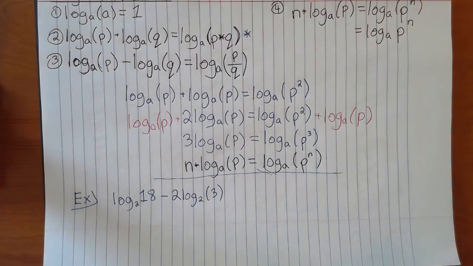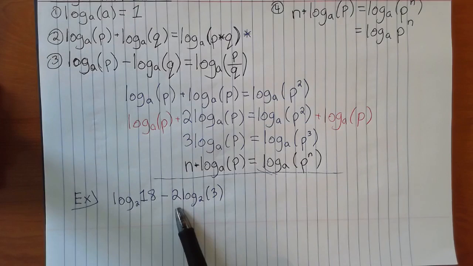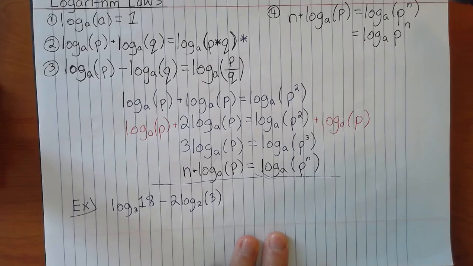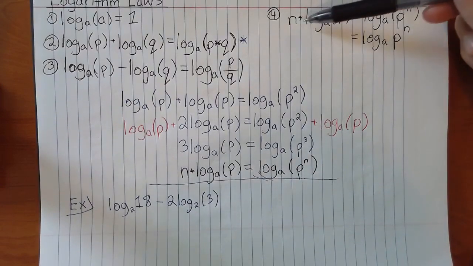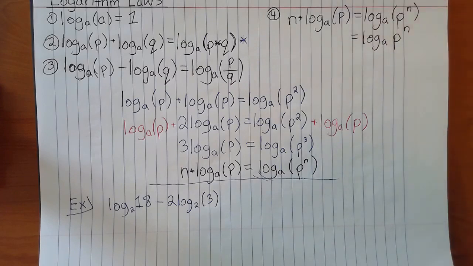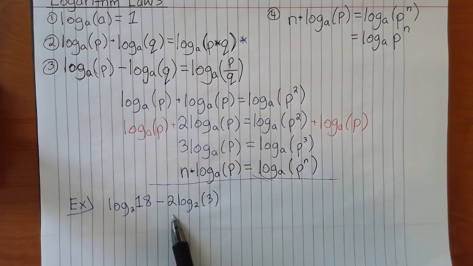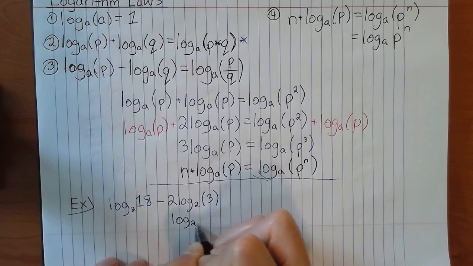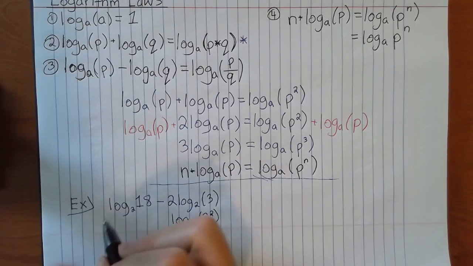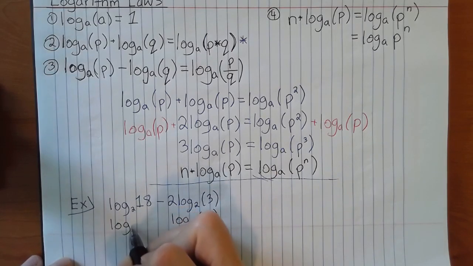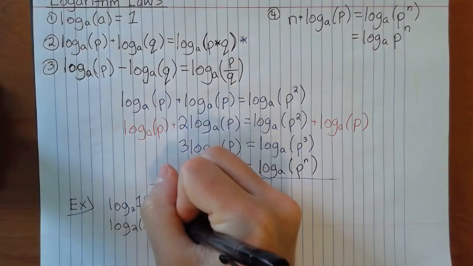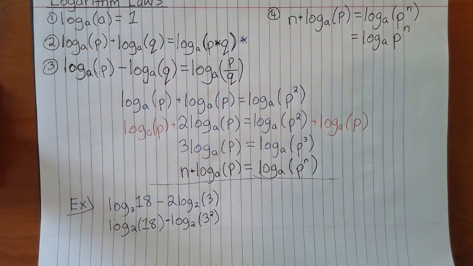We are looking at log base 2 of 18 minus 2 times log base 2 of 3. If we think about the law we just wrote down, number 4, if we have a coefficient in front like n multiplied by a logarithm, we can make an exponent instead. So that's what's happening here with the 2. We can rewrite the second logarithm as log base 2 of 3 squared. And the first one did not change at all. It is still log base 2 of 18. And we're still subtracting these two logarithms.